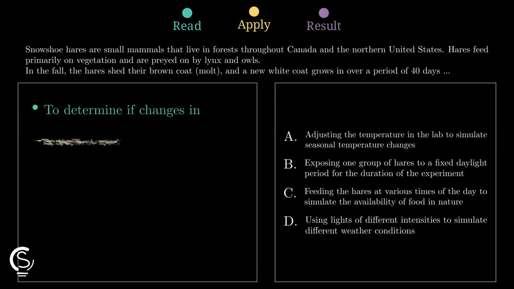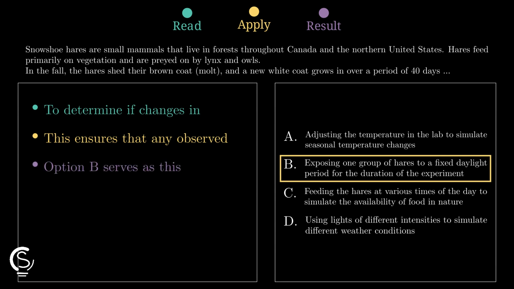Option B serves as a control by keeping daylight constant. This allows researchers to verify their hypothesis accurately. You solved this tricky science problem.